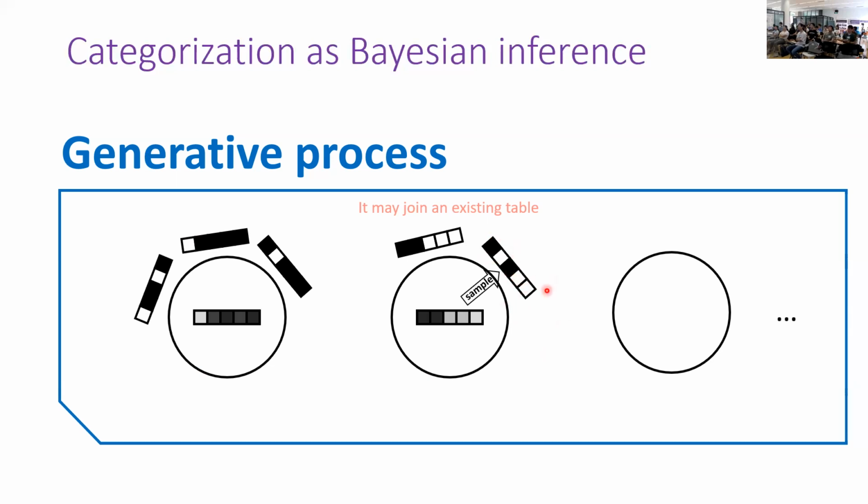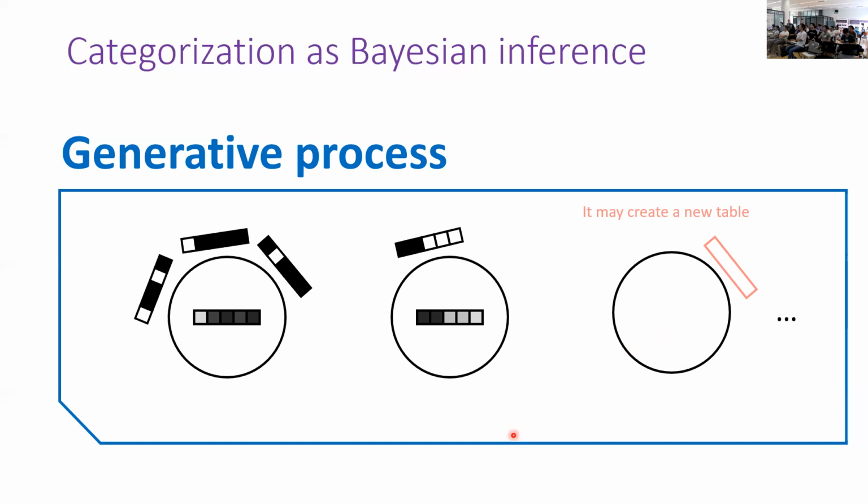Okay, so this is one possibility. Actually, the new customer may join an existing table like table 2, and is also likely to join table 1. And it may also come to a new table. So what will happen in this case? Because now you see there's nothing inside the new table.